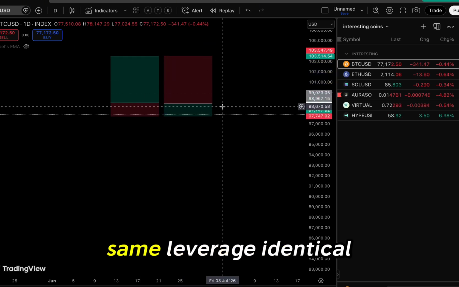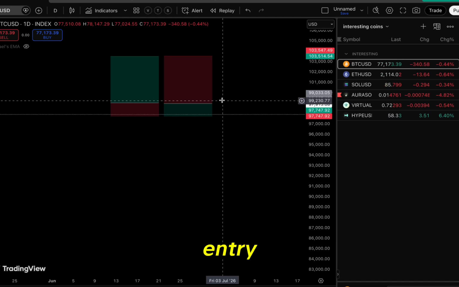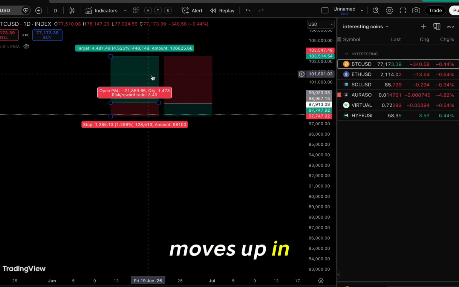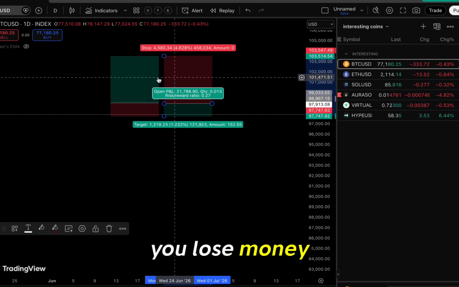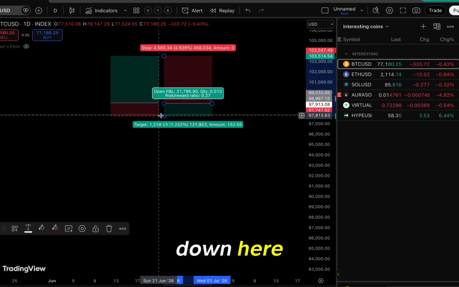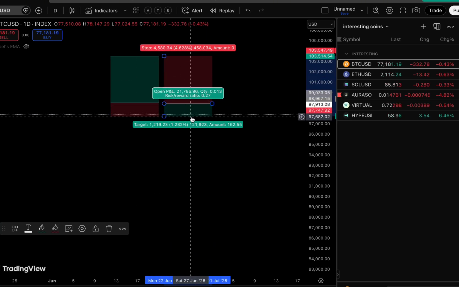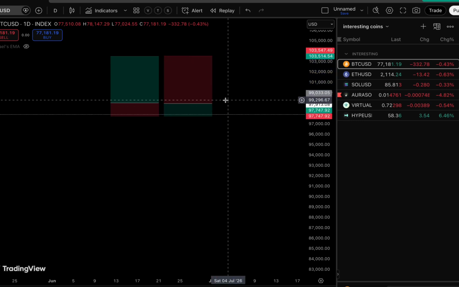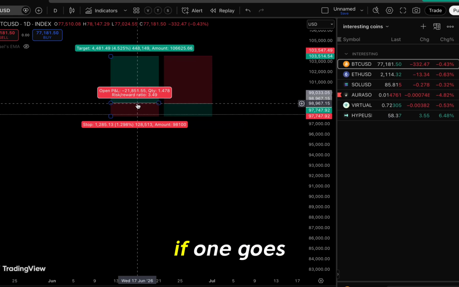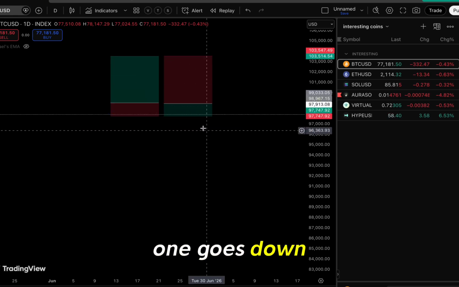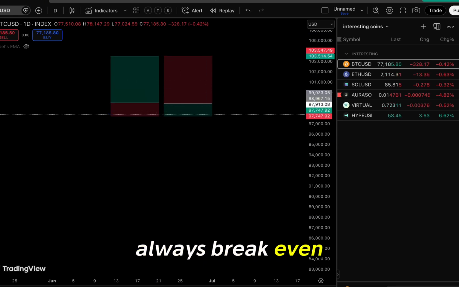The same size, same leverage, identical entry. So if price moves up, in this trade you make money. If price moves up, in this trade you lose money. If price moves down, here you lose money, here you make money. That's the way it works. So you are never losing money, because if one goes up, the other goes down, and if one goes down, the other goes up. You are always break even.